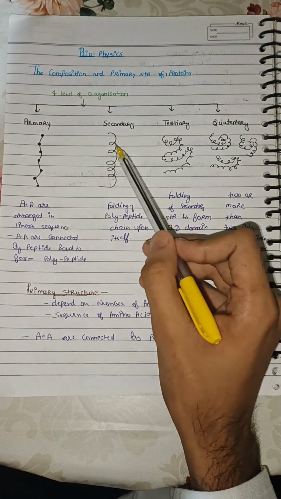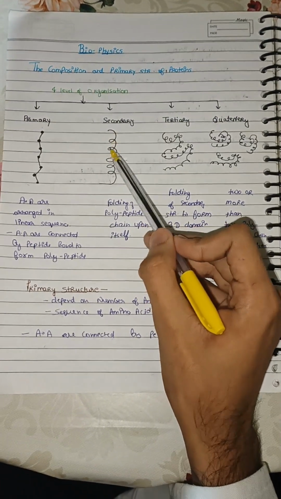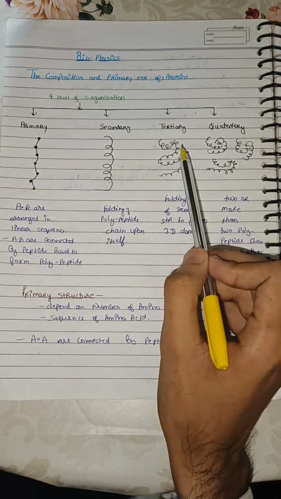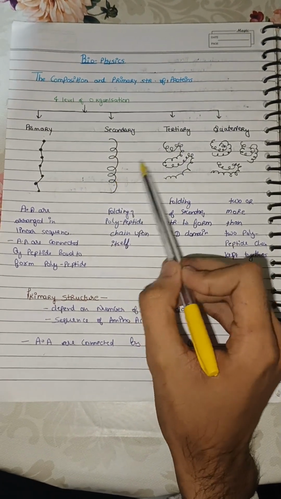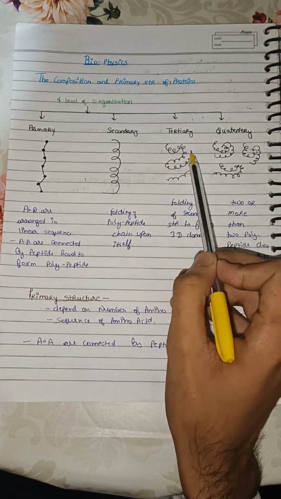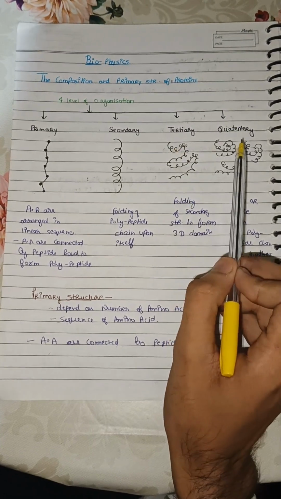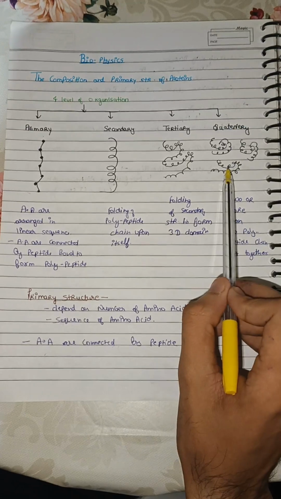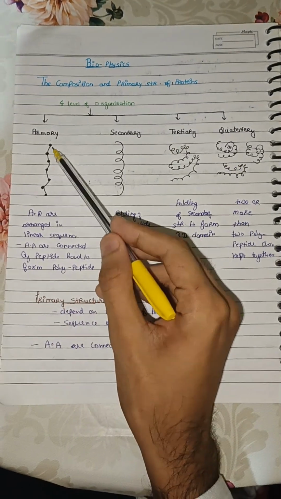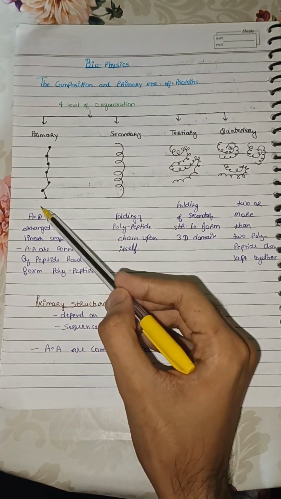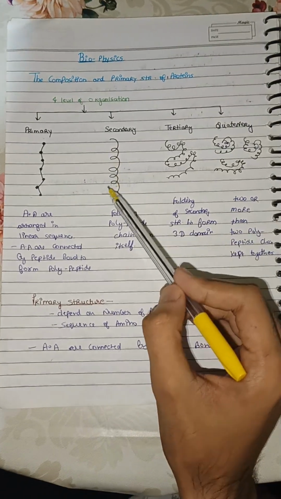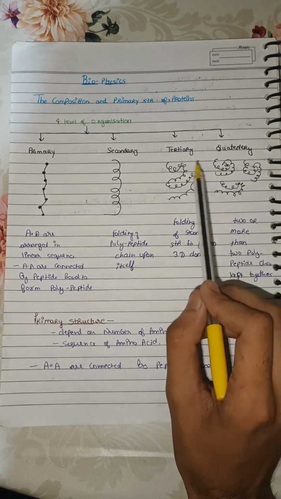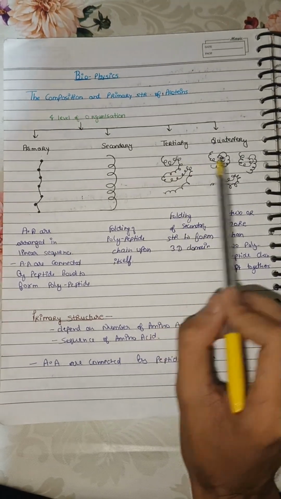And in secondary structure there is a folding of the polypeptide chain of that primary structure. And in tertiary structure there is a folding of secondary structure and they form the three domain. We can see the tertiary structure in 3D. And in quaternary structure there is a folding of two or more polypeptide chains. There are four levels of organization. In primary, the linear sequence of amino acids, and in secondary there is a folding of the primary structure. In tertiary there is a folding of secondary, and in quaternary there is a folding of tertiary and secondary.